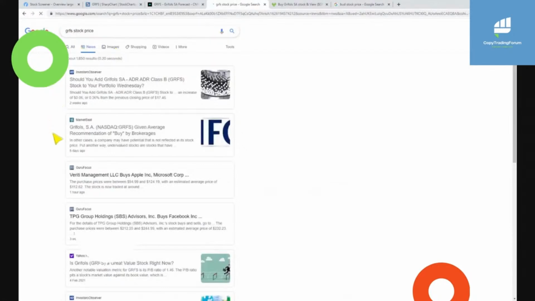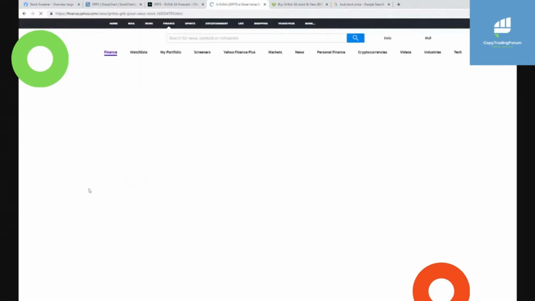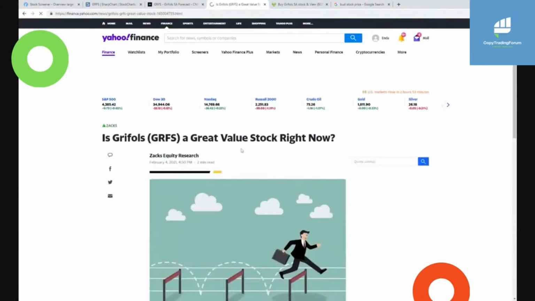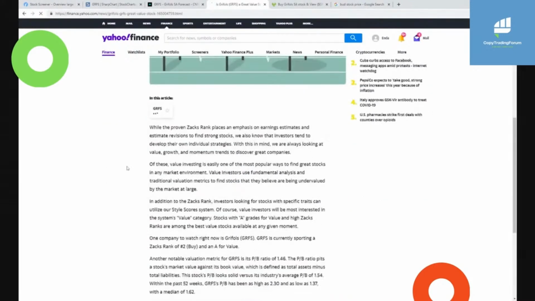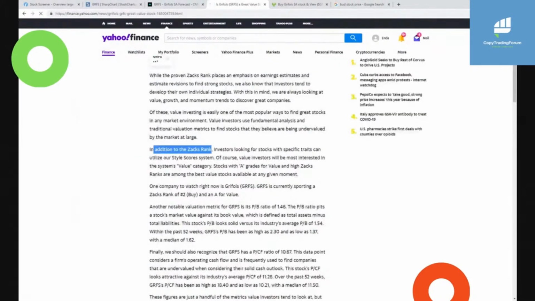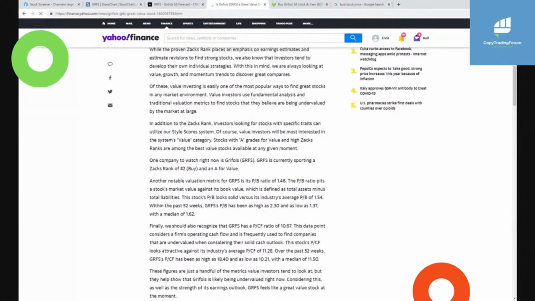And you get the news here. So here we looked at Yahoo Finance, and there was news on this stock here. Yahoo Finance are saying it's a great value at the moment, and I agree. And Zacks Rank investors, okay, they have put a strong buy on it. So they put a rank of 2, so a buy for this stock at the moment.